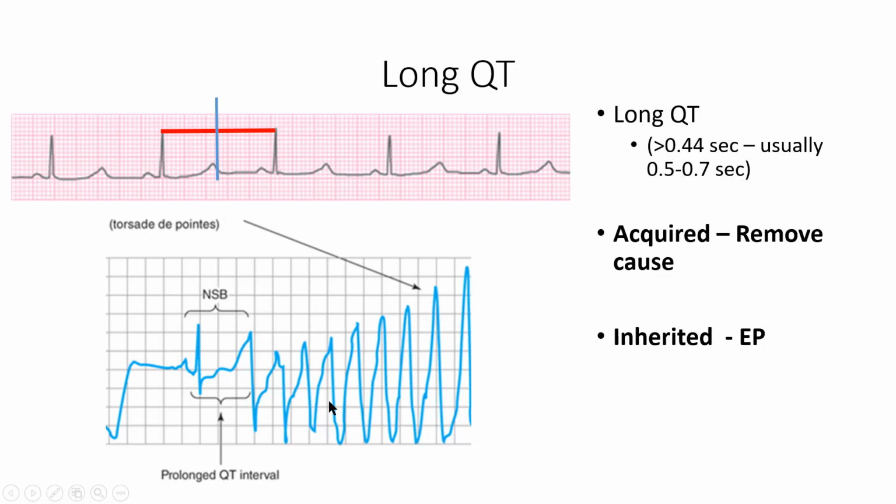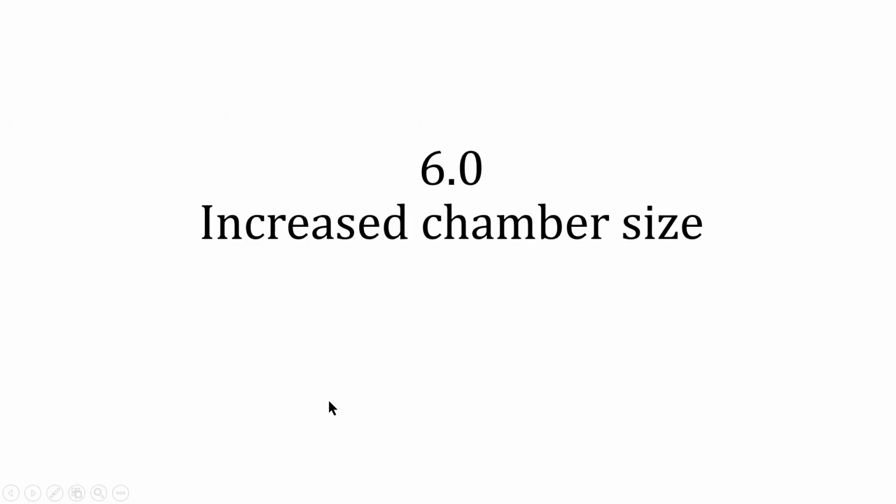If we can think of all of those influences, electrolytes, medications, and then underlying tendency toward prolonged QT, all of those conditions present at the same time can set the stage for a tachydysrhythmia. On the inherited side, anyone in whom we suspect inherited long QT syndrome should be evaluated by an electrophysiologist. Next up is 6.0, increased chamber size.